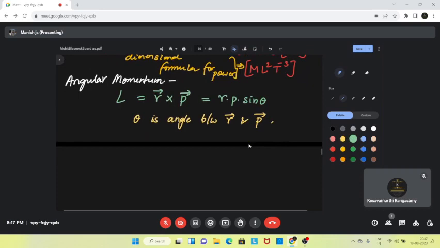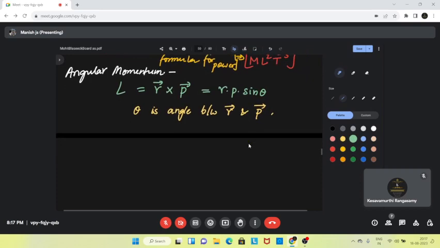When it is going to be maximum, the conditions would be same as torque. For theta 90, it's going to be maximum. For theta 0, it would be minimum. Okay, so that's all about the angular momentum.